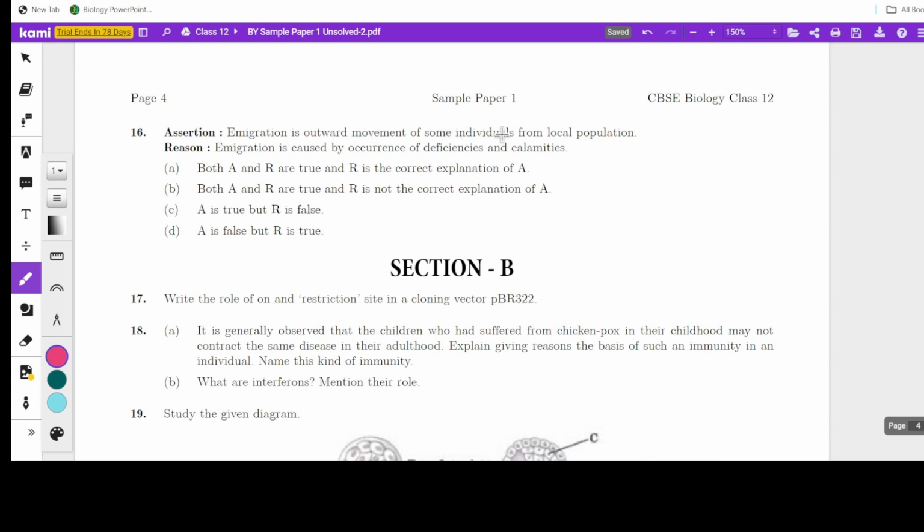Now, next question. Emigration is the outward movement of some individuals from the local population. Yes, emigration is moving outward, right? Now, emigration is caused by the occurrence of deficiencies and calamities. Yes, people move out, and it can also be caused by deficiencies and calamities. So both A and R are true and R is the correct explanation of A. Now, coming to section B.